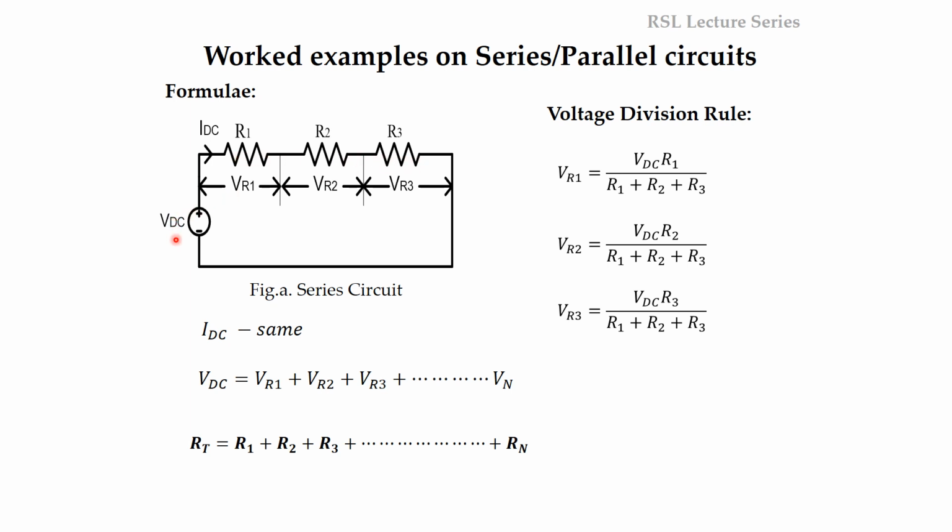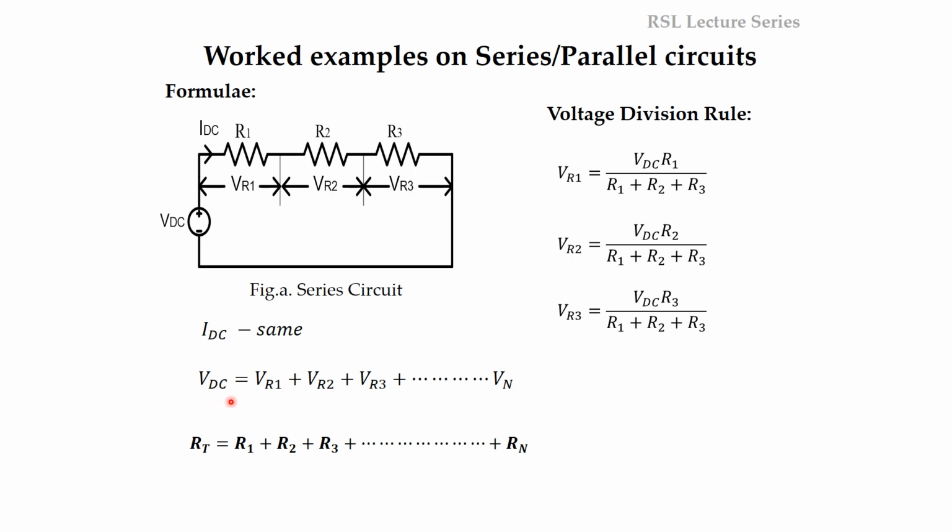Here VDC is the DC supply voltage, and IDC is the current flowing through the series circuit. VR1, VR2 and VR3 are the voltage drops across the resistors R1, R2 and R3 respectively. In a series circuit, the current always remains the same. That is, the same current flows through all three resistors, whereas the voltage divides. Here the total voltage is VDC and the voltages across each resistor are VR1, VR2 and VR3.